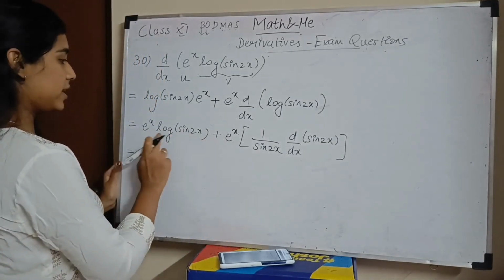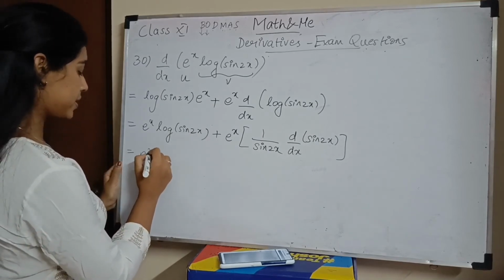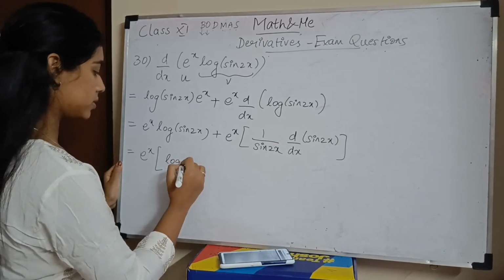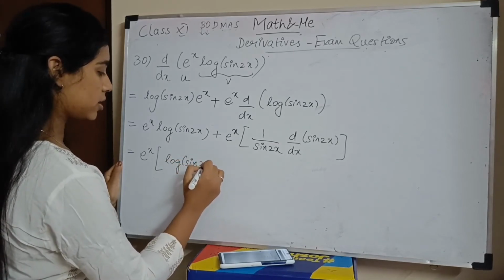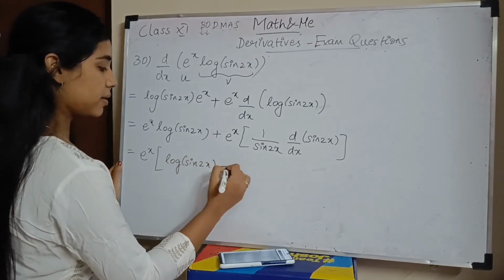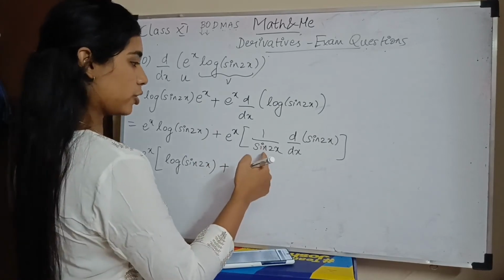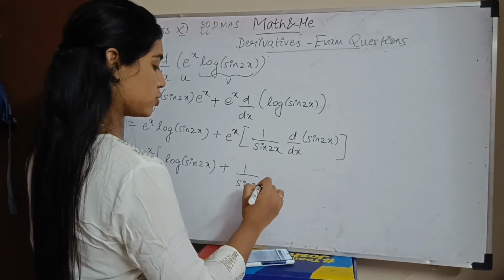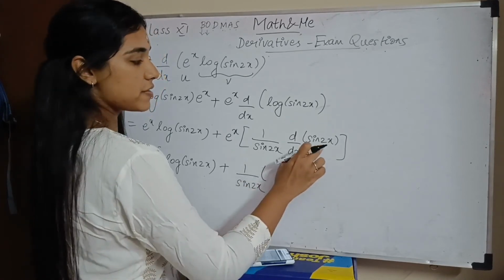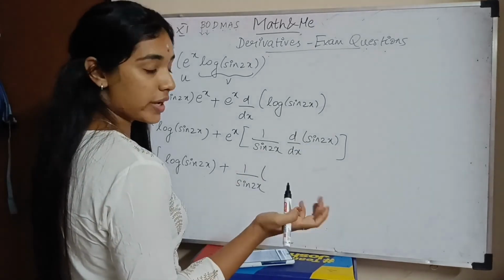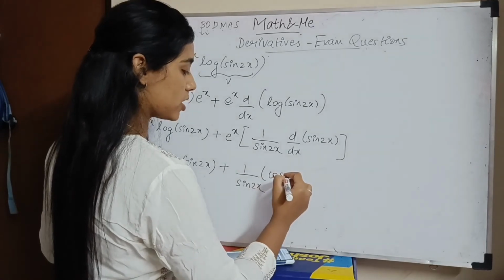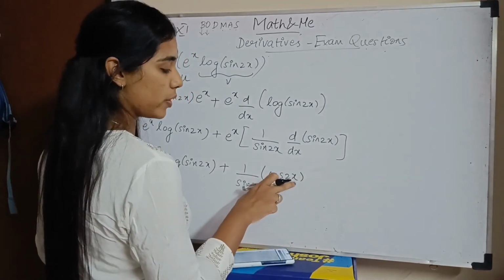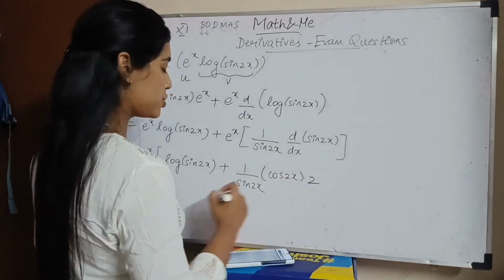Taking e to the x common. e to the x of log sine 2x plus, what do I have here? 1 by sine 2x. d by dx of sine 2x is cos 2x. Sin x, a derivative, cos x. But I have cos 2x. In turn, I have to take the derivative of 2x. What do I get? Times 2.